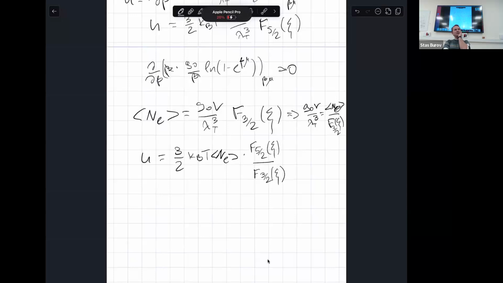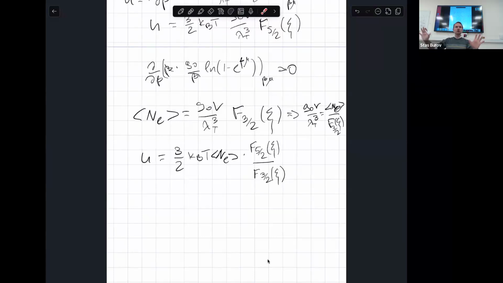Now, this is a very nice expression. Why is it a nice expression? Because you see, I know how n excited behaves. I have an explicit expression for this guy, below the critical temperature and above the critical temperature. The only thing that I need to consider is the behavior of the ratio of those two polylogarithmic functions. Okay? That's the only thing.